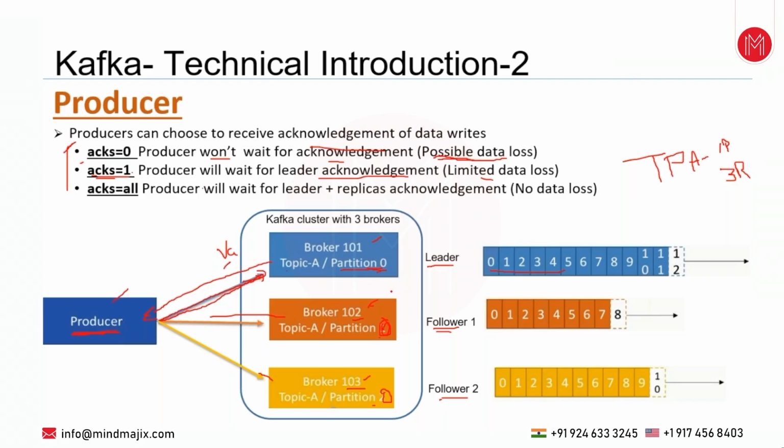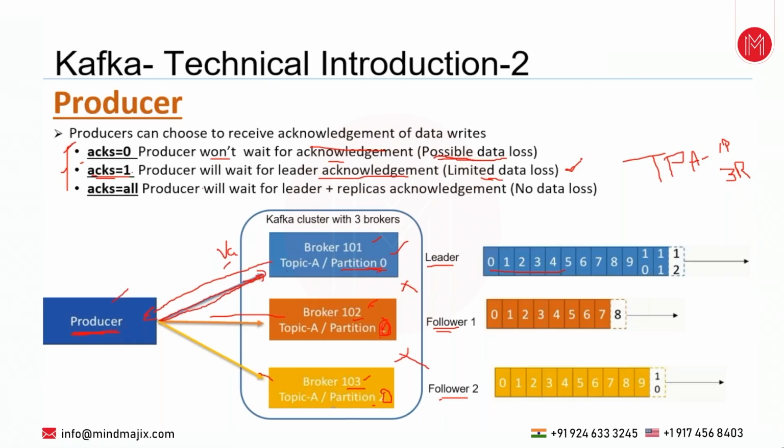So whenever data is getting replicated, if there is a loss here, then it's a loss. So it's a limited data loss. In the broker your data is there, but whether it gets replicated to all the in-sync replicas, there is no guarantee of that, because you are not waiting for the followers' acknowledgement. That is what acks equal to 1 is. And acks equal to 1 is the default behavior of Kafka while producing messages.